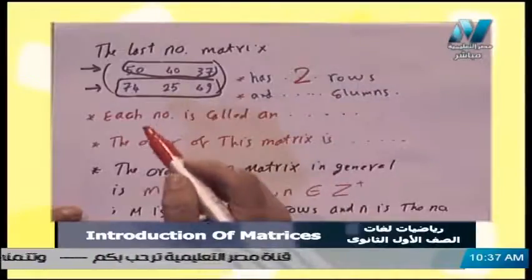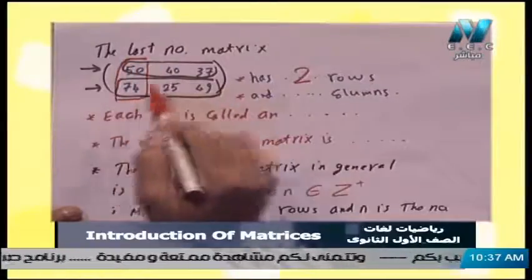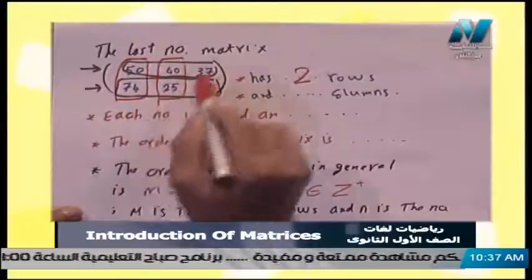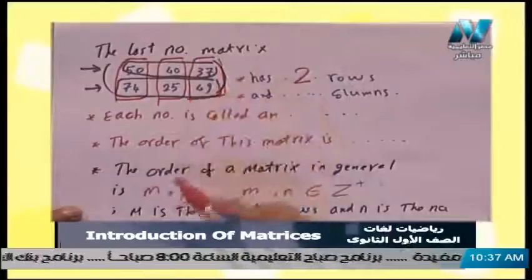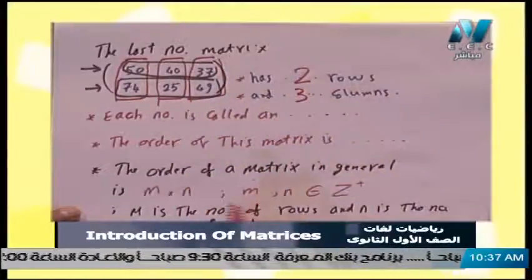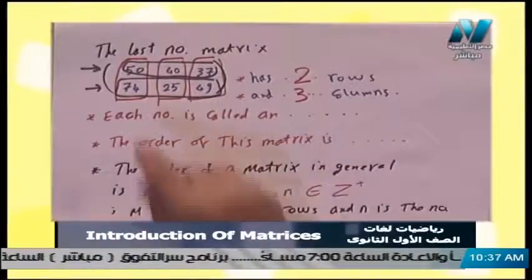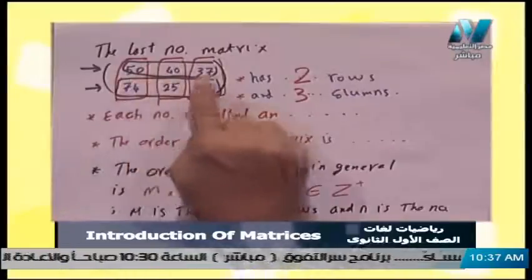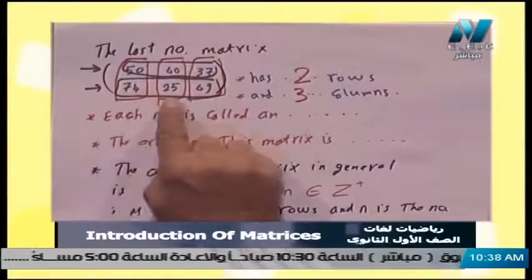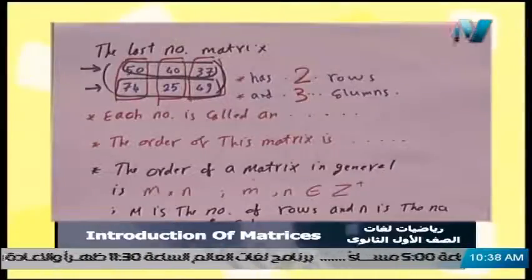And we also have columns. Look carefully at me. We have the first column, the second column, and the third column. So we have 3 columns. Each number of these, 50, 40, 37, 74, 25, and 49, is called an element.